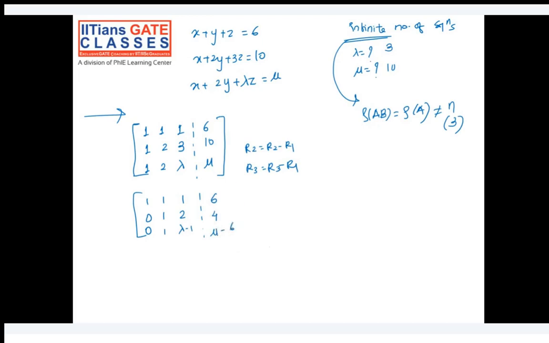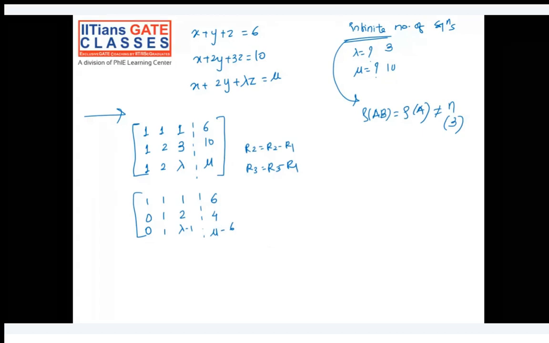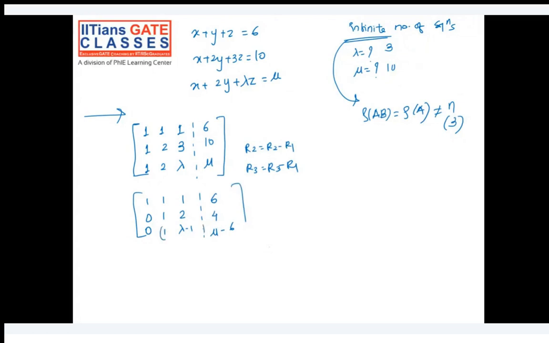Okay, we got this as your first trial. In the second trial, you have to make this 0. So what you will do, R3 equal to R3 minus R2. The first row will remain as it is, 1 1 1, 6. 0 0. The second row will also remain as it is, 1 2 4. The third row will become 0, 0, lambda minus 3, mu minus 10.